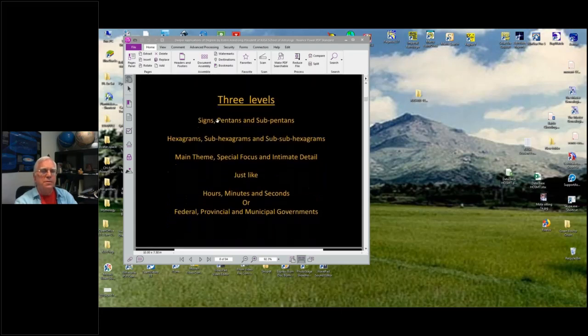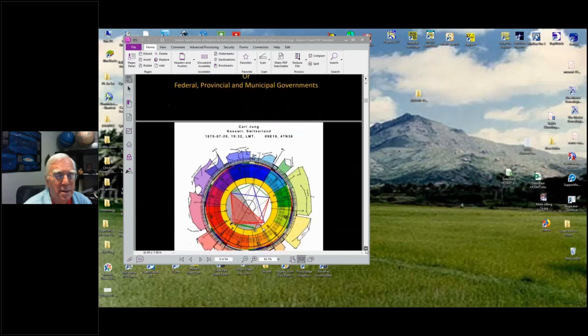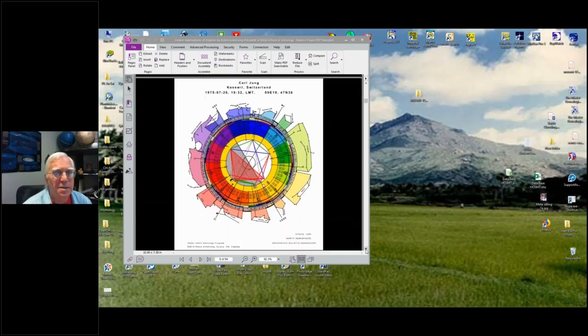So the three levels: the signs, pentans, and sub-pentans. There's the hexagrams, the sub-hexagrams, and the sub-sub-hexagrams. The main theme, the special focus, and the intimate detail. It's just like hours, minutes, and seconds, or federal, provincial, and municipal governments. It's three different levels. They interpenetrate each other. They affect each other. And they each represent a cycle.